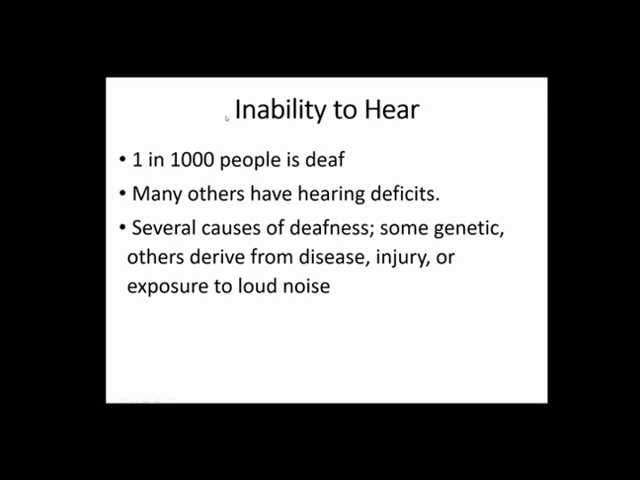And then we can move on to talk about the inability to hear. And so deafness is fairly common. 1 in 1,000 people is deaf. And a lot of others aren't completely deaf, but will have hearing deficits. So there's lots of ways that you can have problems with hearing. And there's, like I said, lots of causes. Some are going to be genetic. Some are going to come from diseases or injury or exposure to loud noise. People can be born deaf or become deaf over time. There's lots and lots of ways it can happen.